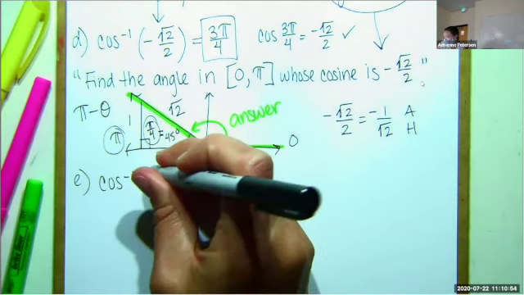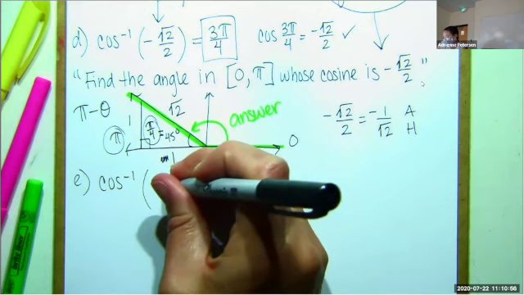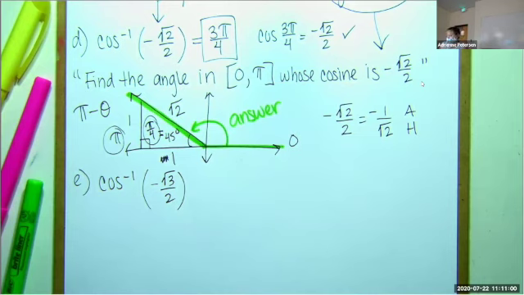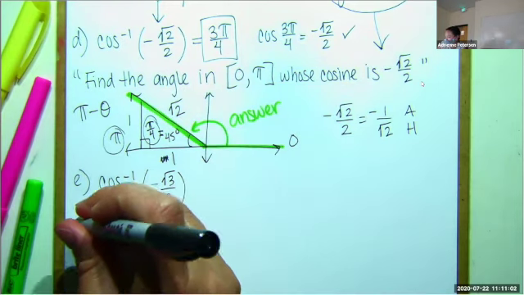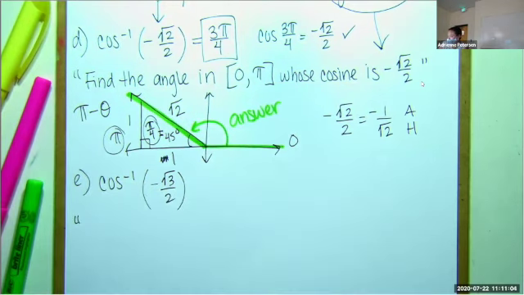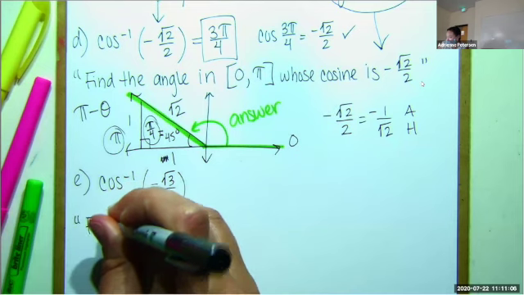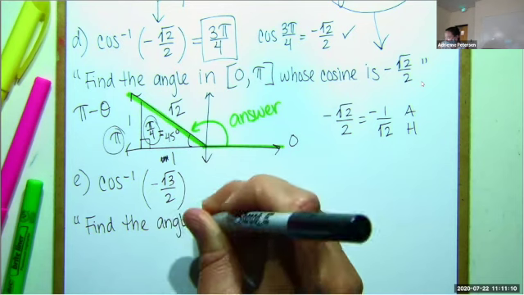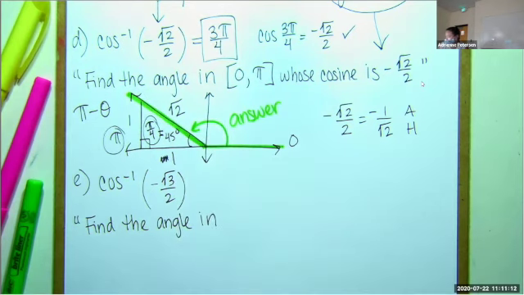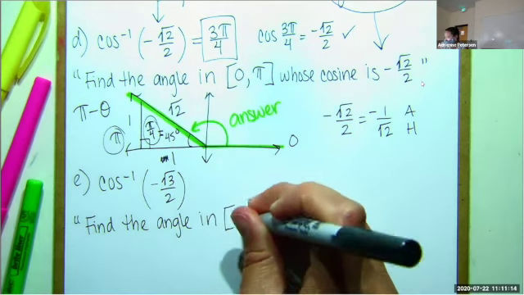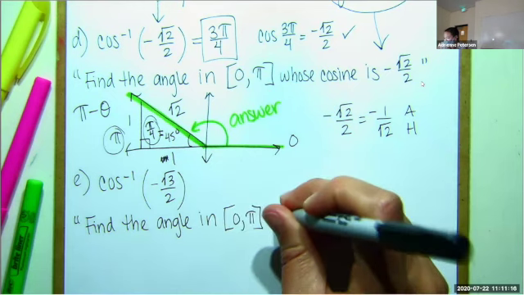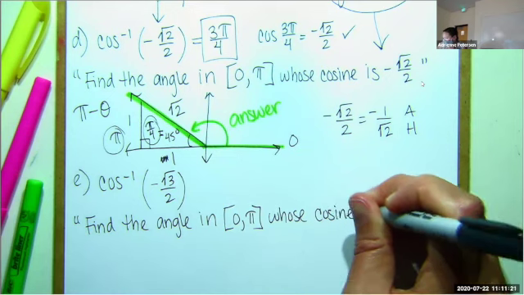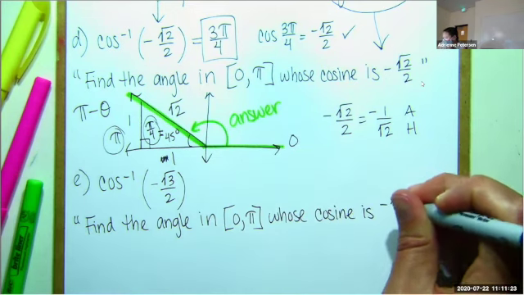Let's do inverse cosine of negative root 3 over 2. Okay, so again, anytime you see inverse sine, inverse cosine, inverse tangent, you should think that your output should be an angle. So I need to find the angle in my restriction for cosine, which is 0 to pi. And what do we know about that angle? We know that cosine is negative root 3 over 2.